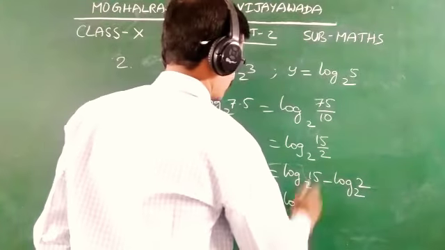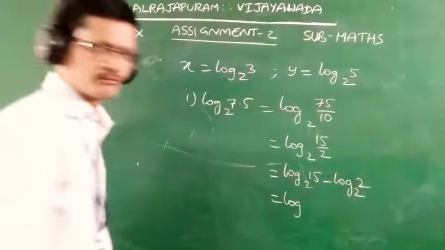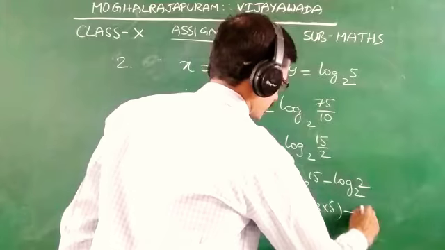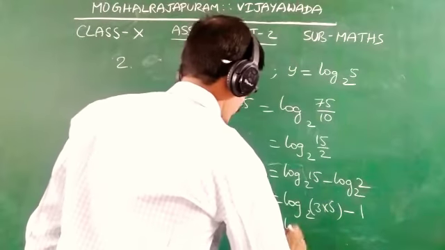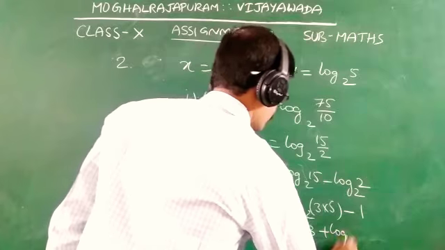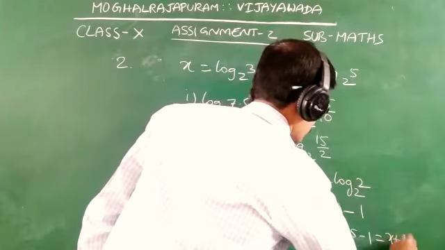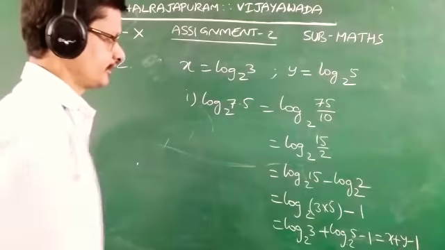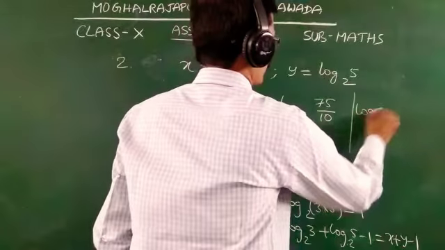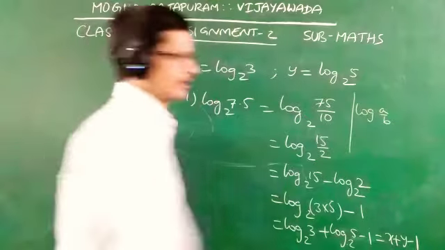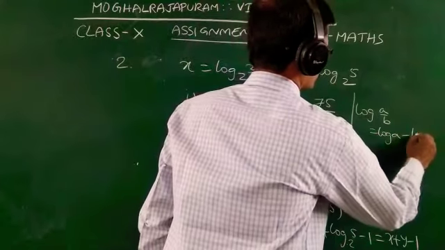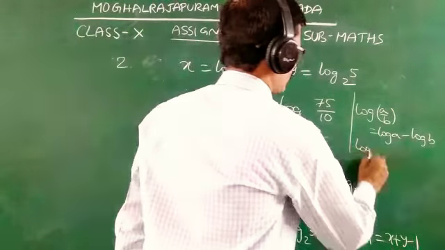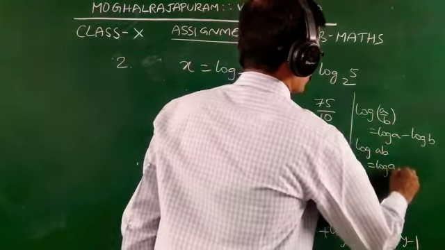This can be written as, 15 is nothing but 3 into 5. So log 3 into 5 to the base 2 minus log 2 base 2, which is 1. That is equal to log 3 base 2 plus log 5 base 2 minus 1. That is equal to x plus y minus 1. Here what are the formulas we used? Log a by b is equal to log a minus log b, and log ab is equal to log a plus log b.